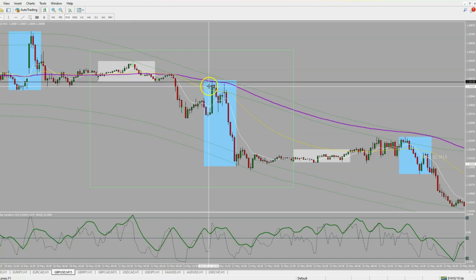So this gave you ample opportunity here, here, here, and here. You had 4 opportunities, 5 really, if you count this little bitty wick above the 50 EMA. But let's just say we got in around right here. That means that same day you've caught over 100 pips.